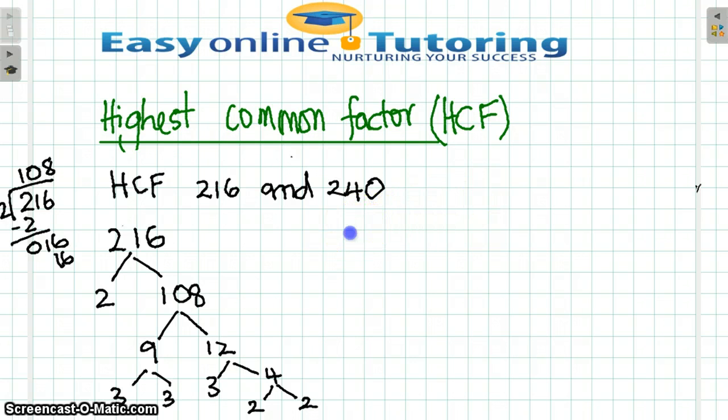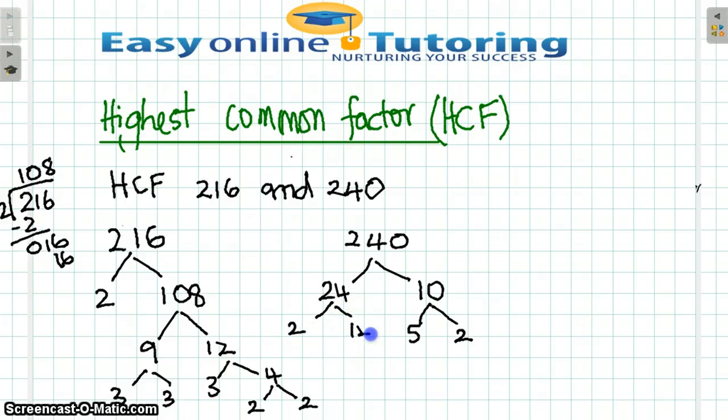Now we do the same for 240. We factorize that, and this is a lot easier. We can do it as 24 times 10. Factorize the 10 as 5 times 2. We factorize the 24 as 2 times 12. We factorize the 12 as 4 times 3, and we factorize the 4 as 2 times 2.